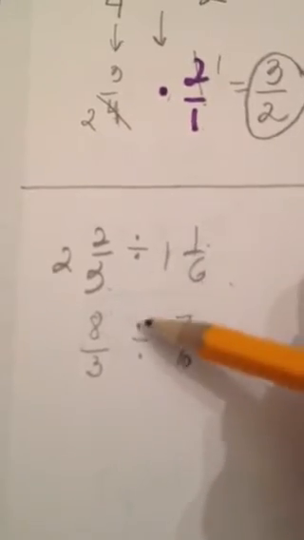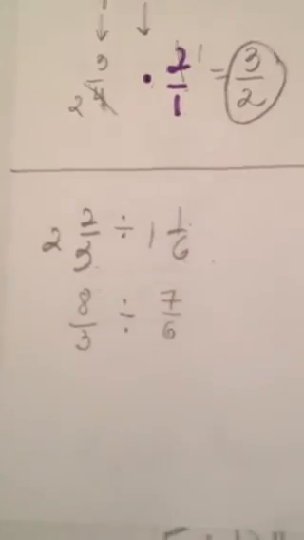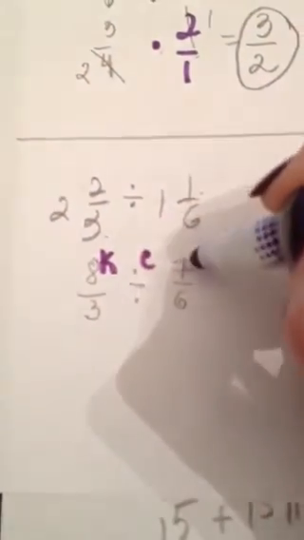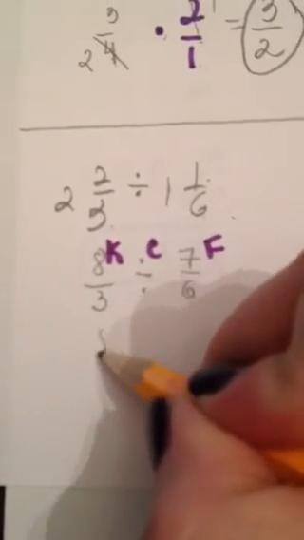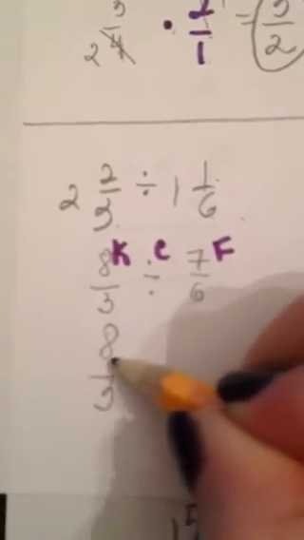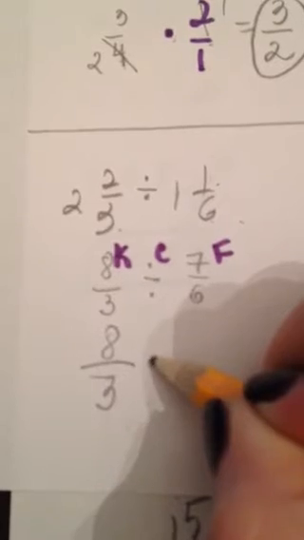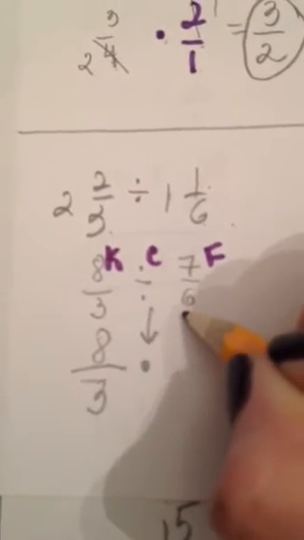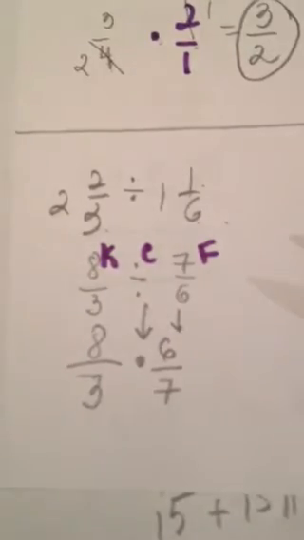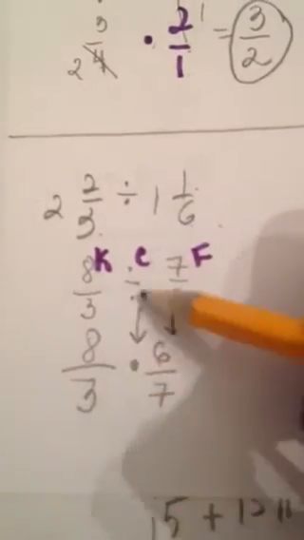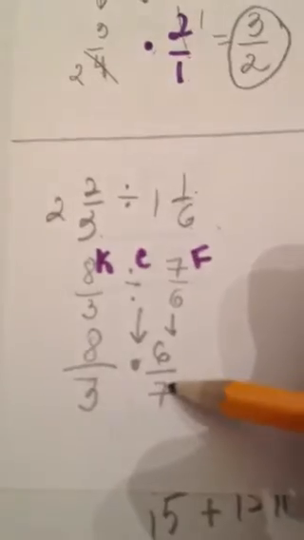Now, I did not flip anything, so I'm just going to still write it as a division. Now, I'm going to go ahead and do keep it, change it, and flip it. So I'm going to say 8/3, because I'm going to keep the first one. Times, because I change it. And then I'm going to flip this one to 6/7. Okay? Keep it, change it to a multiplication, and flip the fraction.